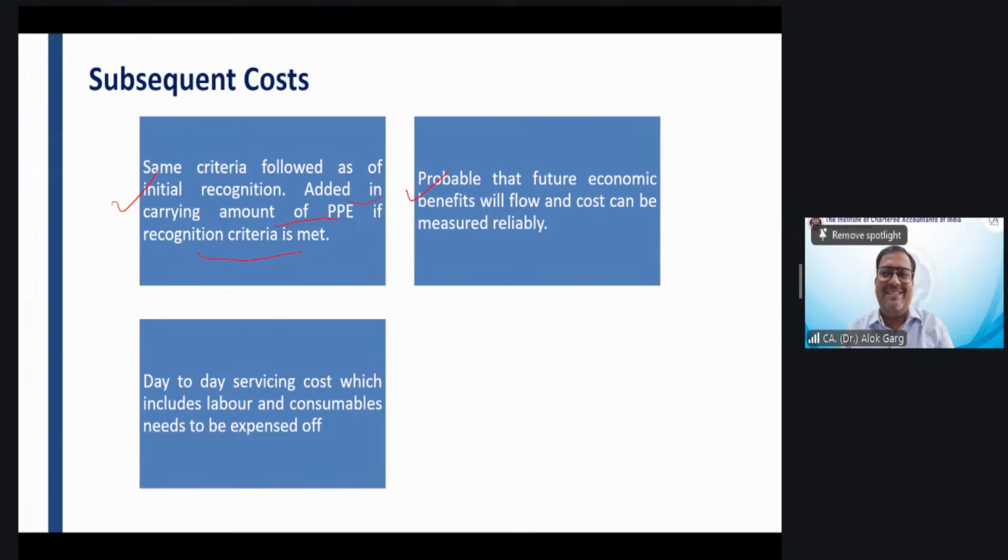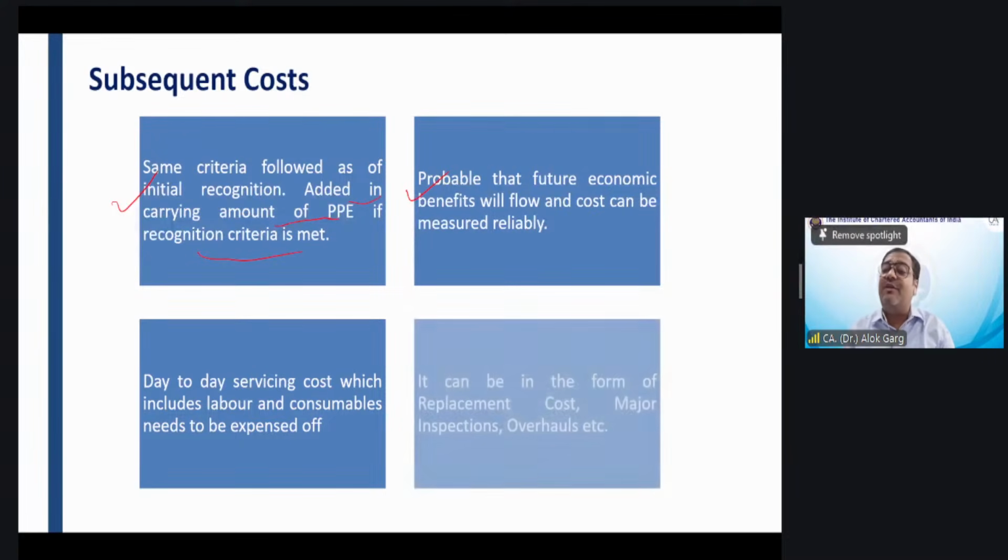Will we capitalize this service cost? Standard says that day-to-day servicing cost, which includes labor and consumables, needs to be expensed off. What subsequent cost needs to be capitalized, my dear friends? The big cost needs to be capitalized, not the recurring cost.